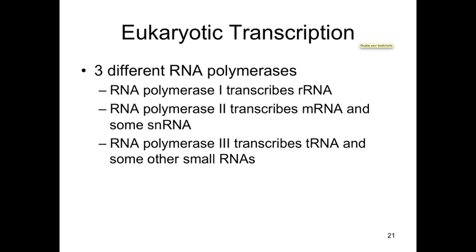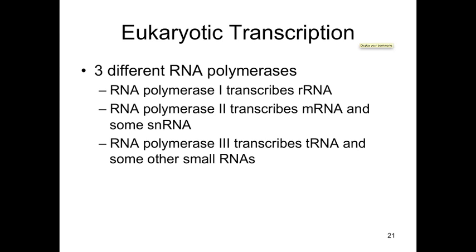RNA polymerase 1 is the polymerase that's involved in making ribosomal RNA, so we're not considering that now. RNA polymerase 2 is the one we care about. This is the one that's involved in the transcription of messenger RNA and also some small nuclear RNA that we'll see shortly.